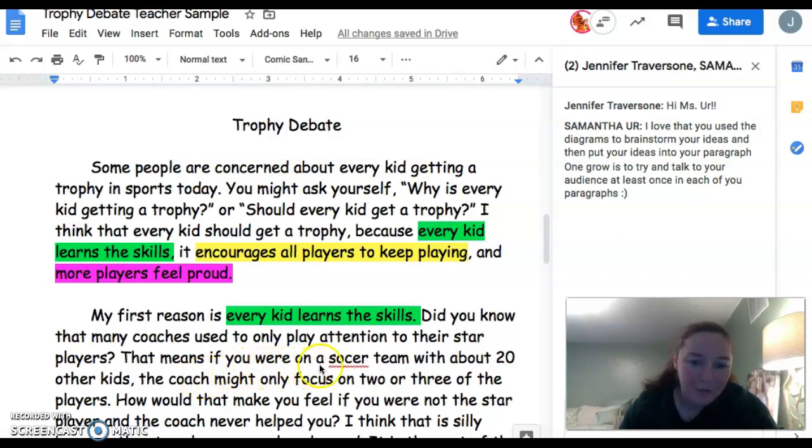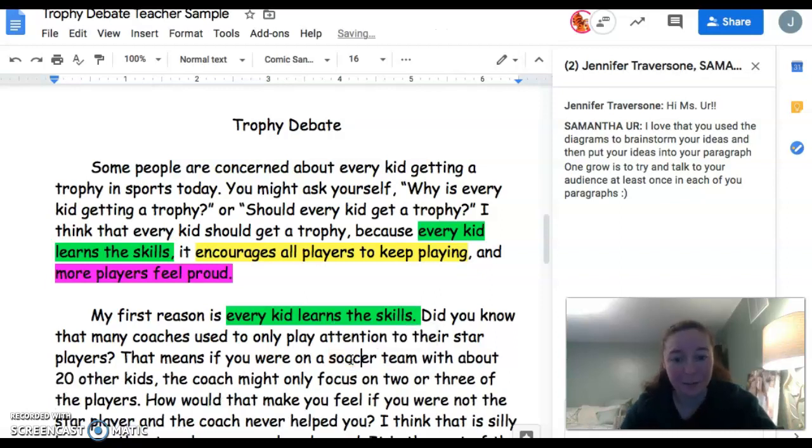So that means if you were on a soccer team, soccer has 2 C's in it, and you can even see it does give you the actual spelling above it.